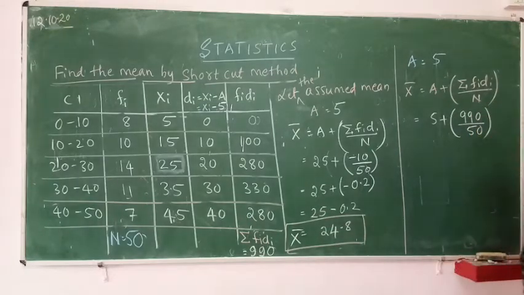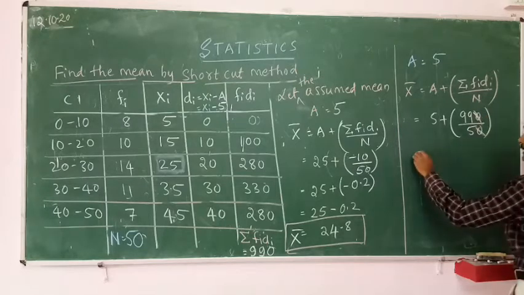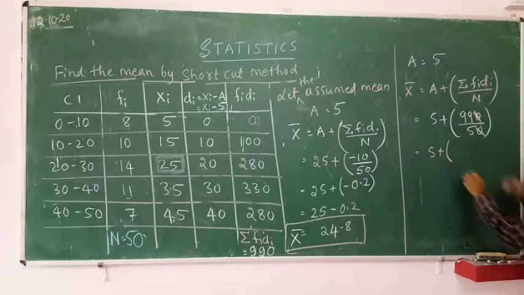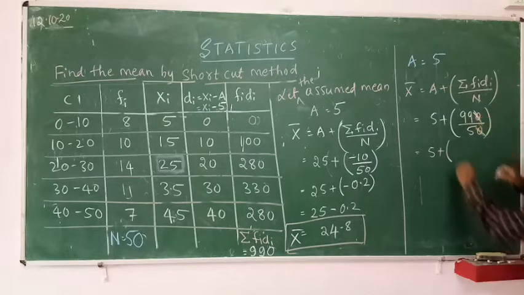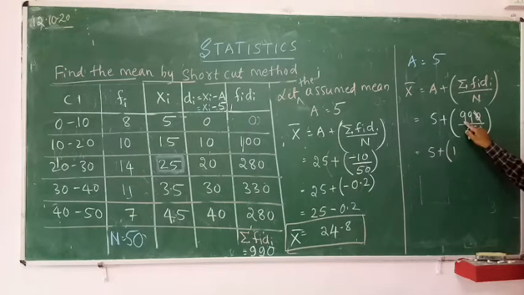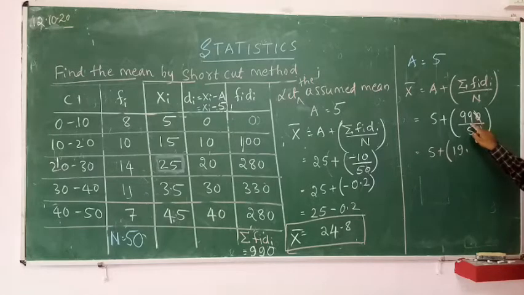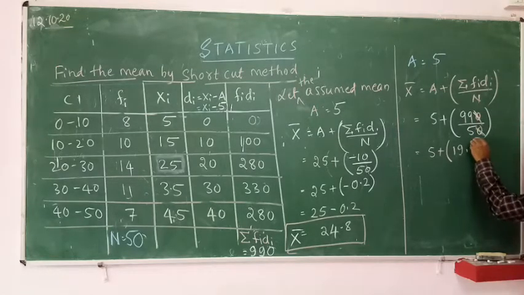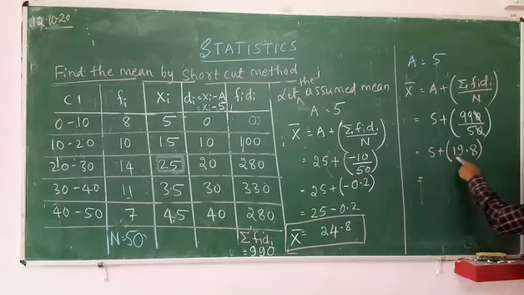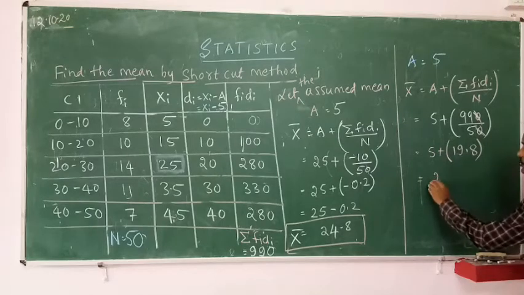Come on, cancel. It is 5 plus bracket. 5 ones are 5, 4 left, 49. 5 nines are 45, 4 left, 40. 5 eights are 40. So it is 5 plus 19.8. 19.8 plus 5 is 24.8.